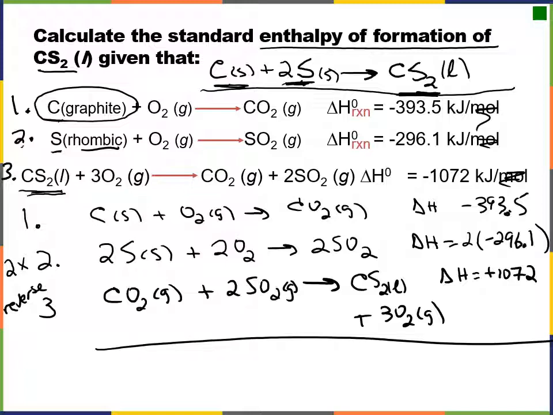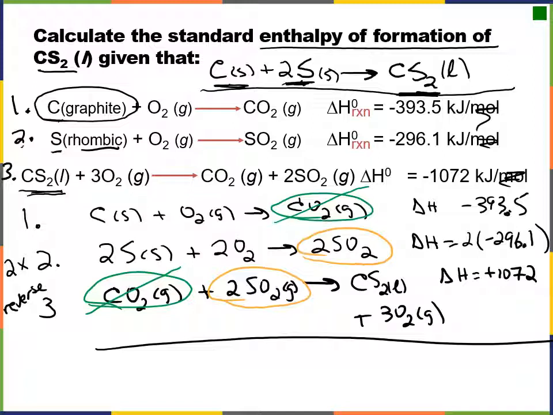Now, I'm going to take a look and find my spectators. My advice is to take a look and see what goes in and comes back out. So in this case, I've got carbon dioxide as a product and carbon dioxide as a reactant. It goes in and comes back out, so it's a spectator. I've got 2 SO2s as a gas as a reactant, and 2 SO2s as a product. I'm going to cross them off. They're not involved in the reaction.